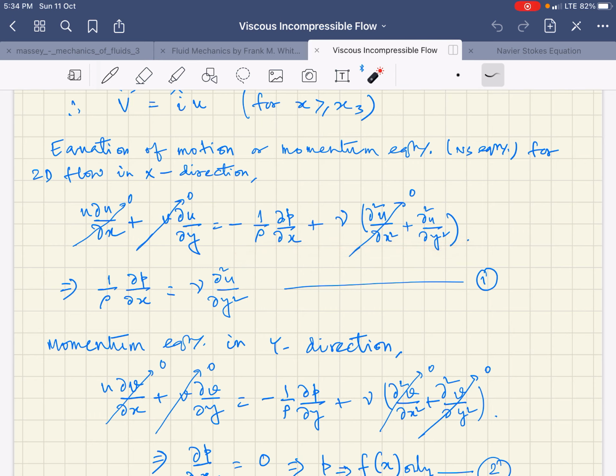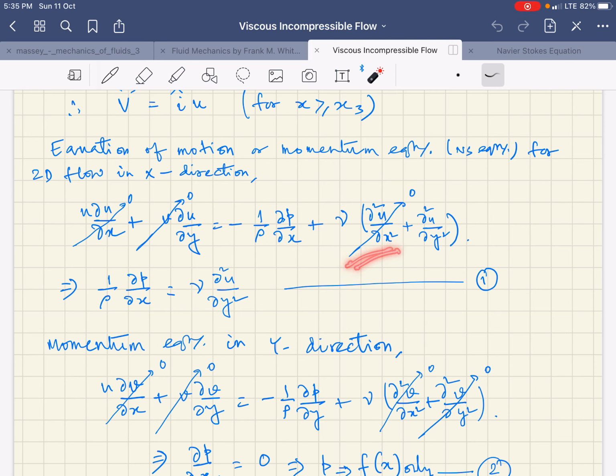So now putting the different considerations, that is, for fully developed flow, ∂u/∂x equals 0, and v equals 0, which we obtained from the continuity equation. And in a similar manner, as ∂u/∂x equals 0, the higher order derivative ∂²u/∂x² is also set equal to 0.